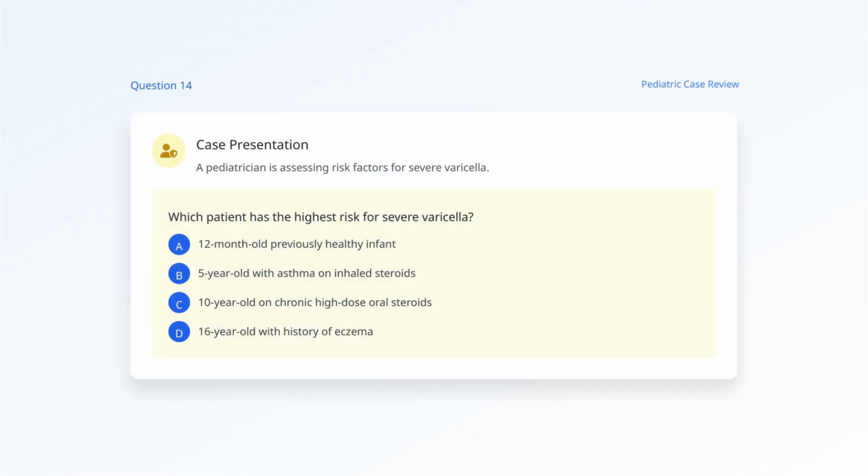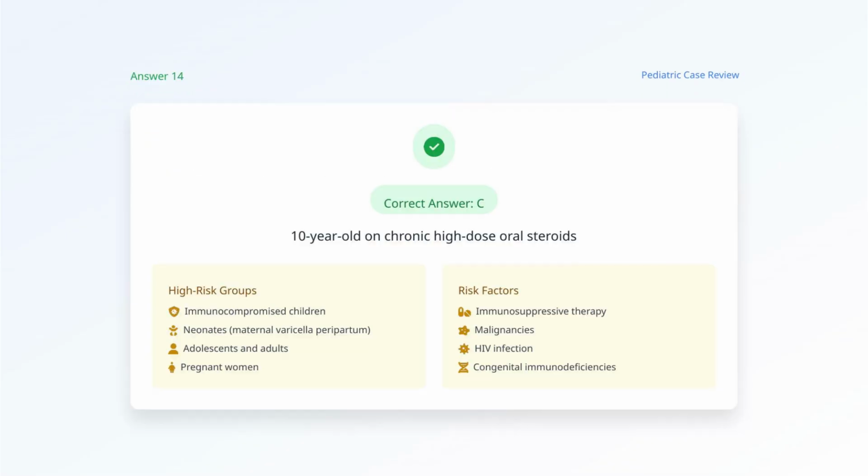A pediatrician is assessing risk factors for severe varicella. Which patient has the highest risk for severe varicella? A. 12-month-old previously healthy infant. B. 5-year-old with asthma on inhaled steroids. C. 10-year-old on chronic high-dose oral steroids. D. 16-year-old with history of eczema. The correct answer is C.